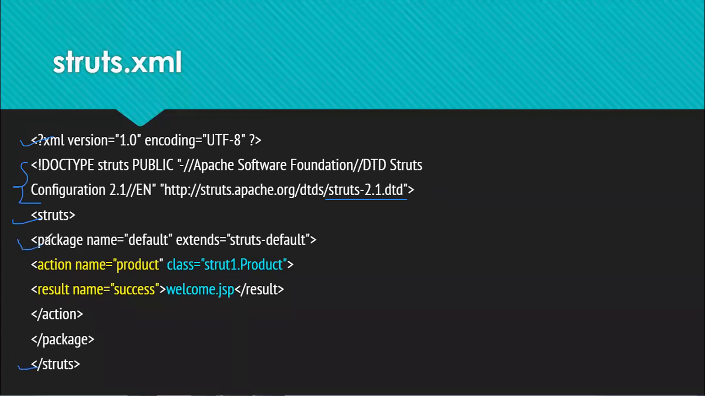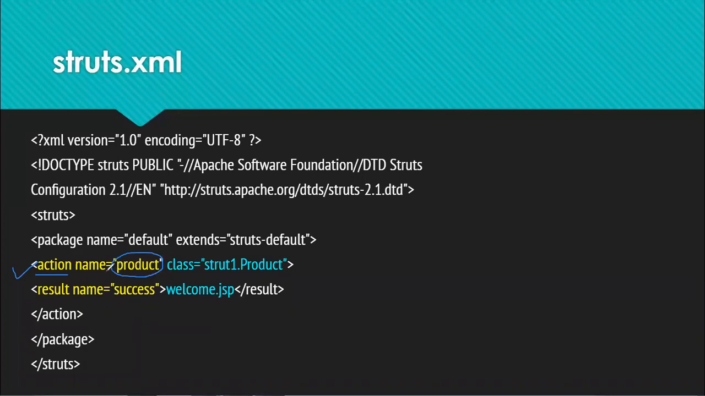Here we are giving a package name. You can use any package name. We are going to use a default name, and it extends struts-default. Now these two lines are important. The very first line is the action class we are creating, where the action name we have used here is product.